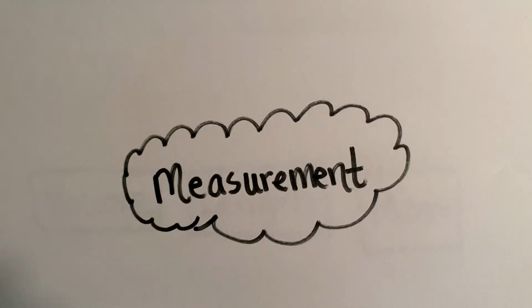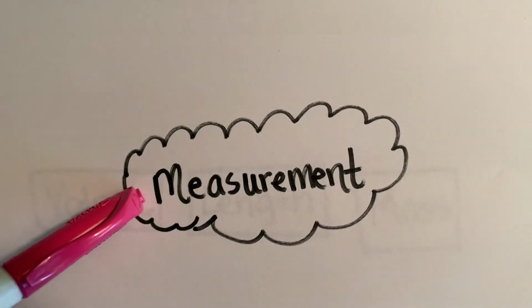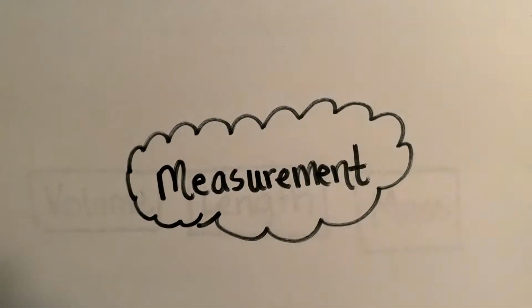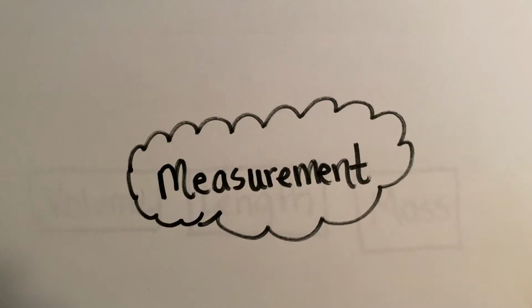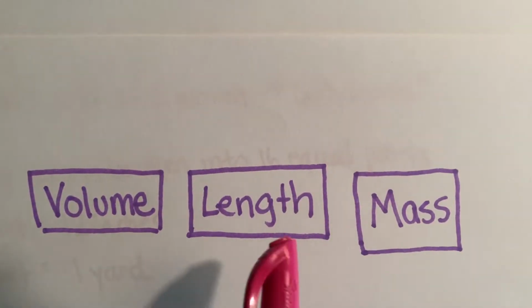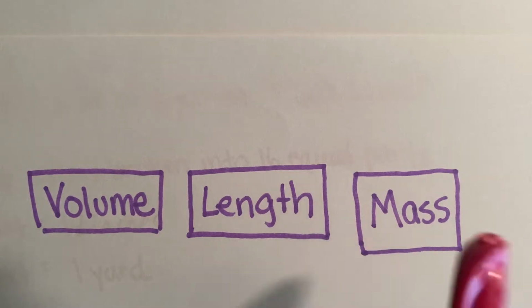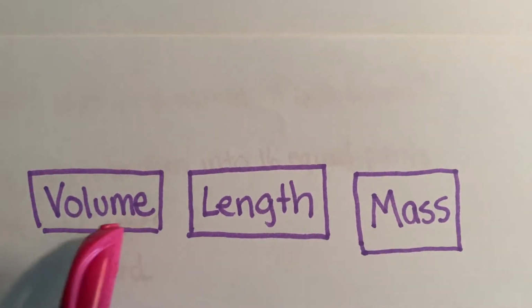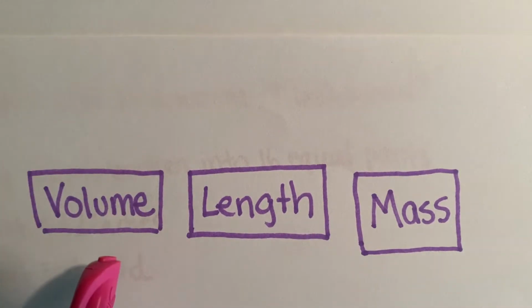Hello, students. Today's lesson, or at least part one of it, is titled Measurement. And we are going to look at measurement in three different ways today. We're going to look at volume, length, and mass. Now, what's interesting with volume, we're going to look at liquid volume.